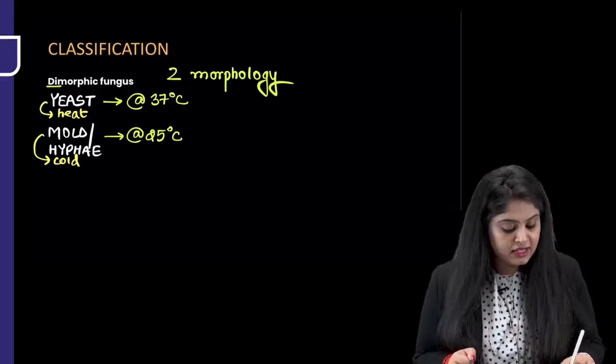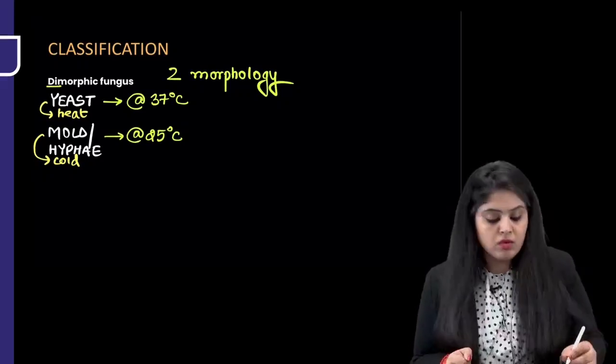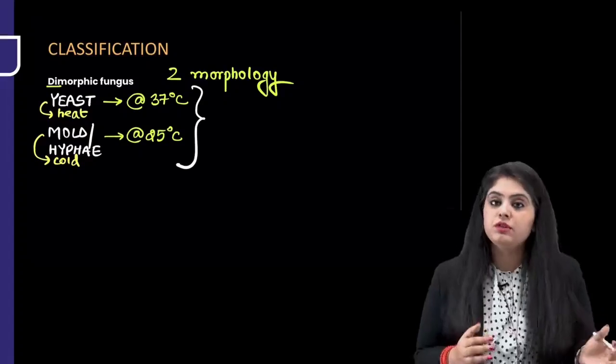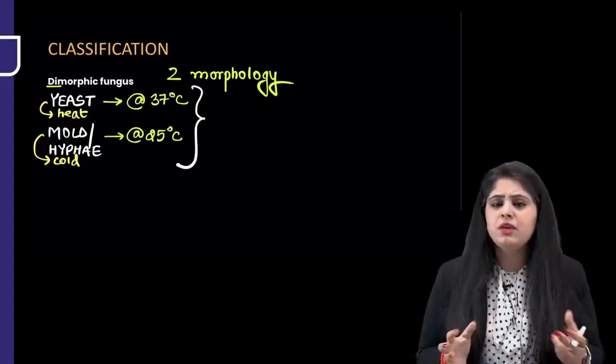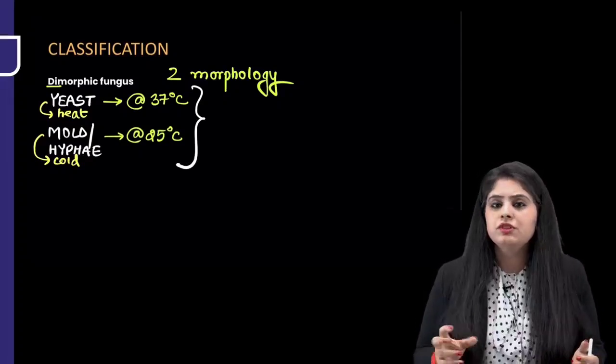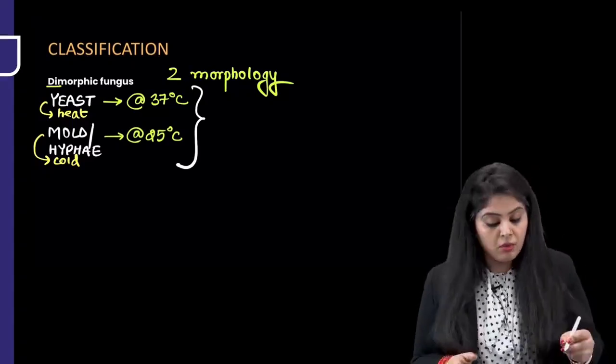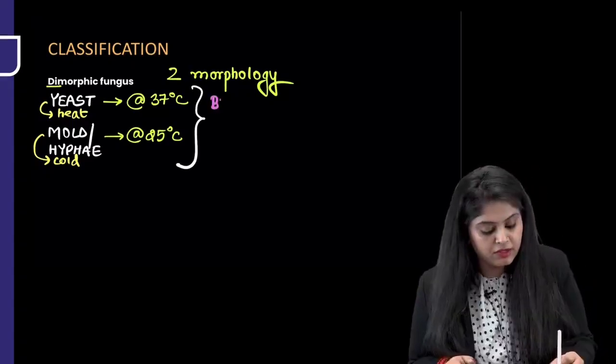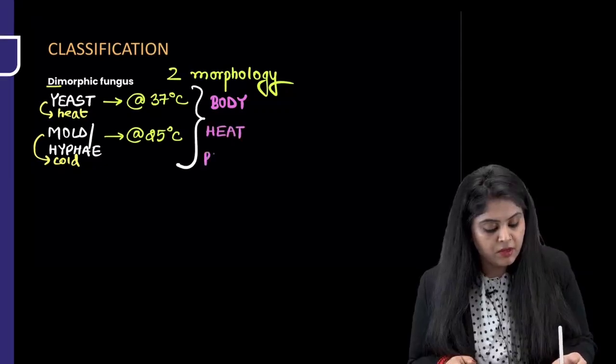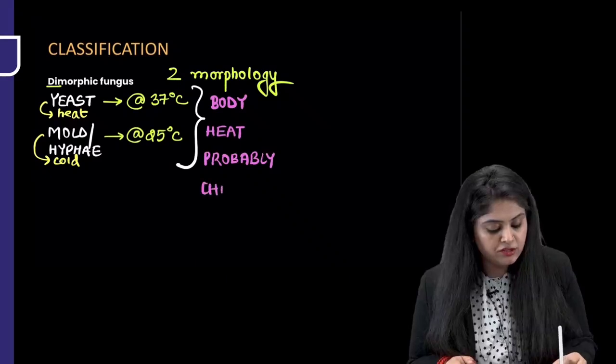Now, having said that, which are the organisms that can form yeast also, and can form mold also? See, am I not talking too much about temperatures, 37 degree, 25, heat, cold? So that is how you learn. That is the mnemonic. The mnemonic that you have over here is body heat probably changes shape. Body heat probably changes shape. So what do I mean by that?